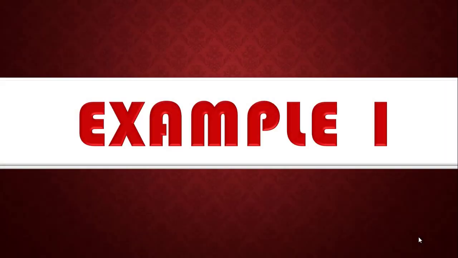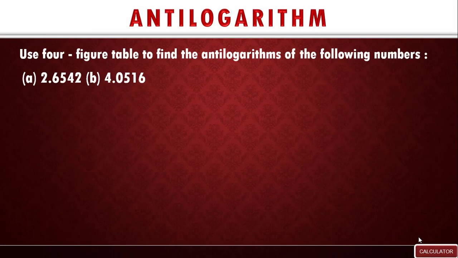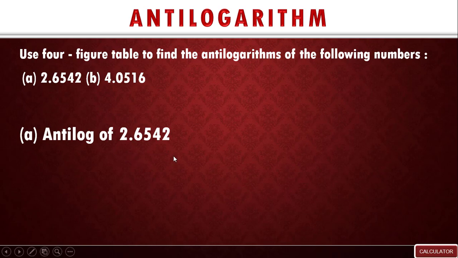Now is the time to show you the very first example. Okay, in this example, we use the 4-figure table to find the antilogarithms of the following numbers: 2.6542 and 4.0516. So we start with the first one, the antilog of 2.6542. In order to determine the antilog of this, all we need to do is to go into the 4-figure table, the antilog section, and then check 0.65 under 4, then difference 2.